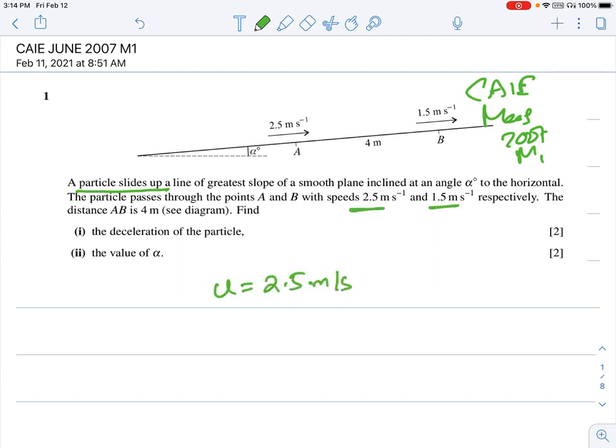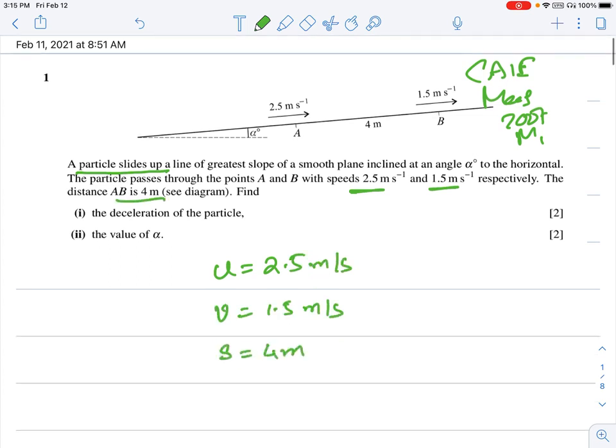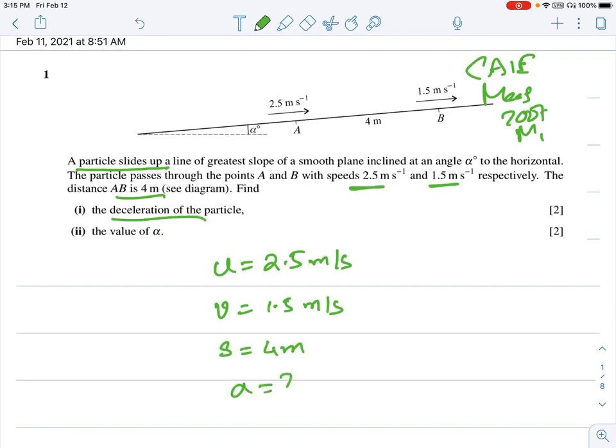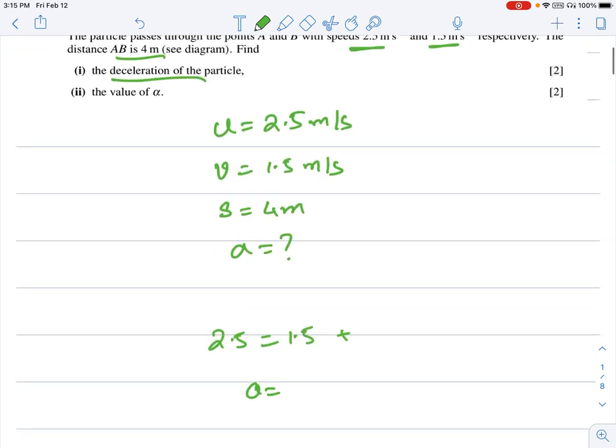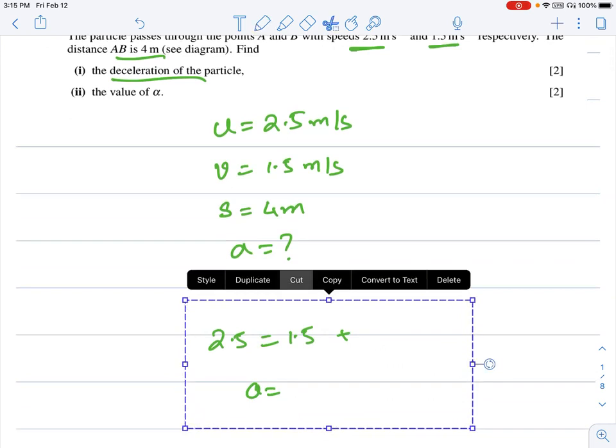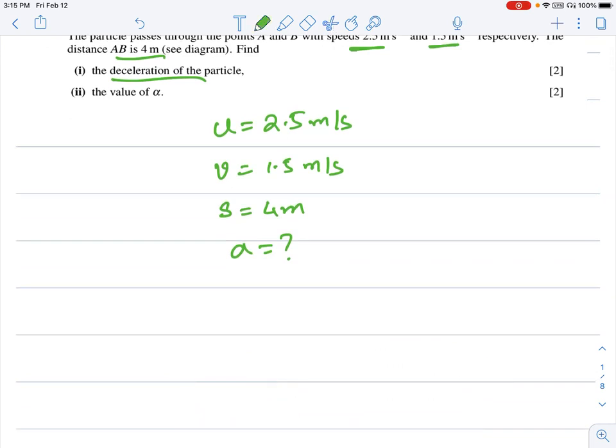Let me write that down. Final velocity is 1.5 and the distance from A to B is 4 meters. So distance is equal to 4 meters. It is asking what is the deceleration, so a equals question mark. So what am I going to do? I am going to use v squared is equal to u squared plus 2as.